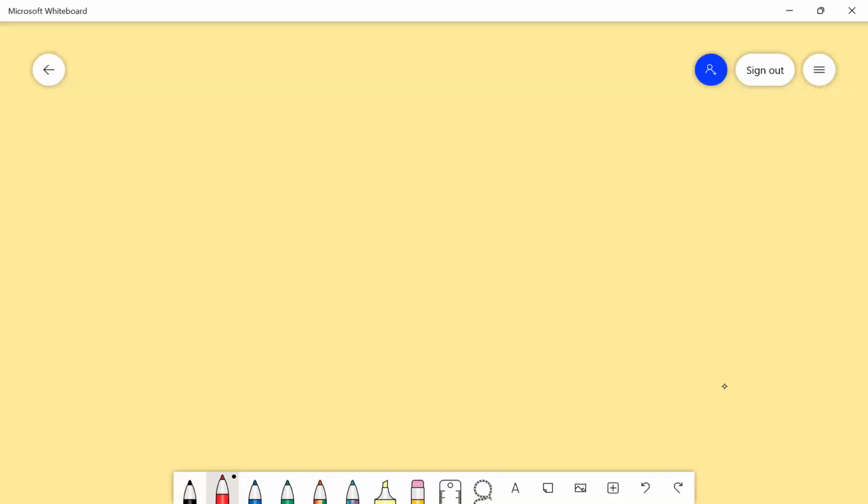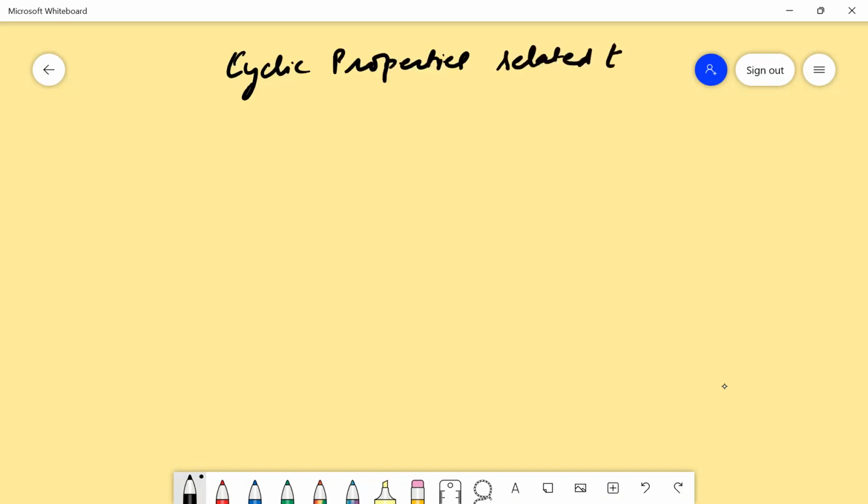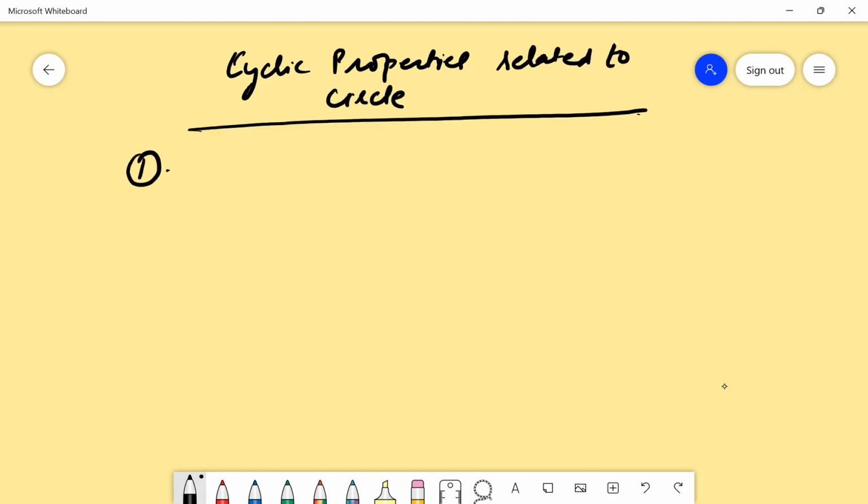So today I will discuss with you the cyclic properties of circle. Cyclic properties related to circle. Let me first define a very important terminology you will come across: cyclic quadrilateral.